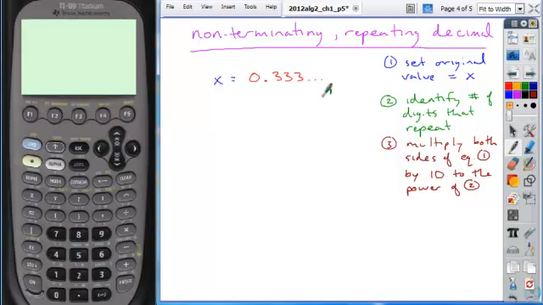So what I'm basically going to do, and just to write it out, again, you don't have to write these steps each time, but I'm going to take 10 to the power of whatever number of digits repeated, and I'm going to multiply both sides of my equation by that value. So 10 to the first is 10. So 10 times x gives me 10x, and 10 times 0.33333 is, I move the decimal 1 place over, so it's 3.3333.